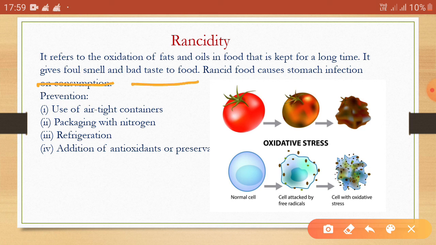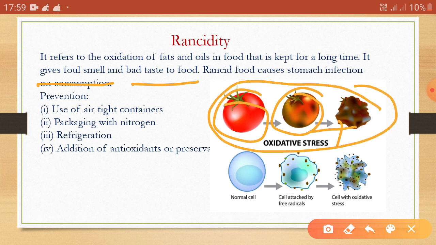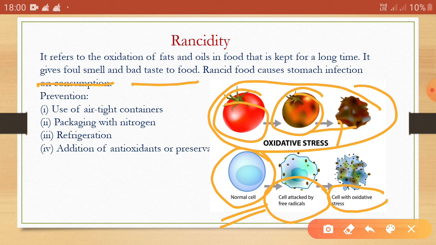So this is the fresh vegetables. If we keep it for a long time, it gets rotten. This food causes stomach infection on consumption. This stress is known as oxidative stress. Suppose this is a normal cell. If we keep it here for a long time, then this cell is attacked by free radicals, and we will get a cell with oxidative stress. So it is the example of rancidity.